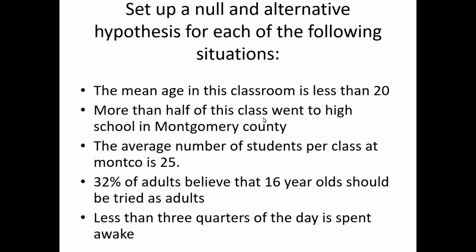For the final one, less than 3/4 of the day is spent awake. There we would use H0 P equals 0.75 because 3/4 is 0.75 as a decimal. And if we're trying to prove less than, then our alternative would be HA colon P less than 0.75.